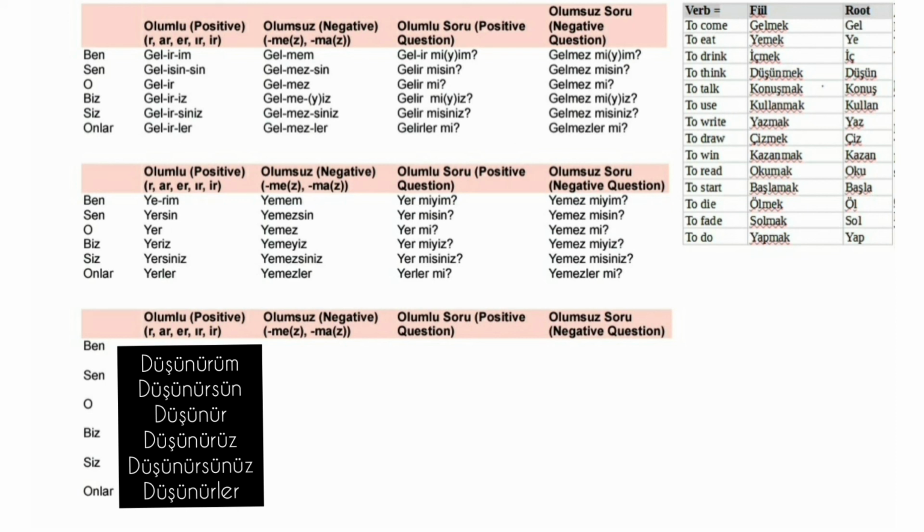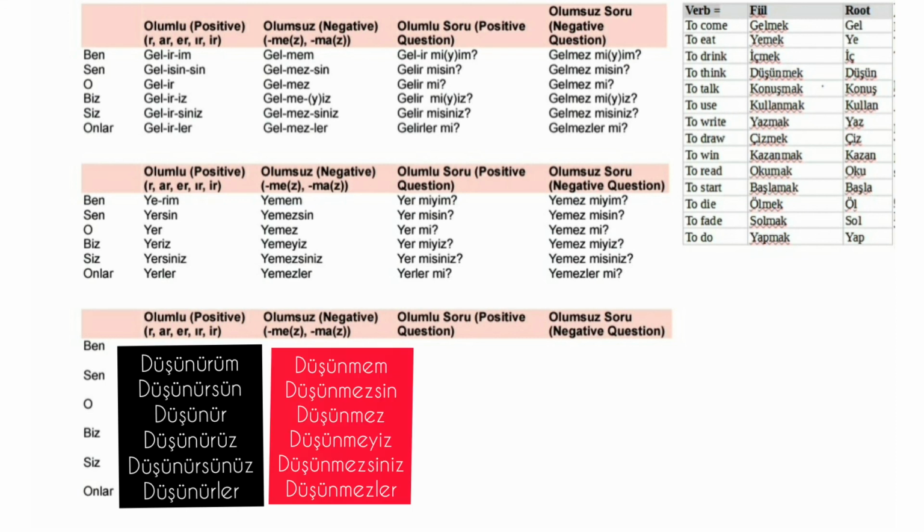Düşünmem. Düşünmezsin. O düşünmez. Düşünmeyiz. Düşünmezsiniz. Düşünmezler. Then you can continue with the rest. It's easy to make a positive question or negative question. Okay, actually here I should let you practice because you've got a lot of verbs to practice with.